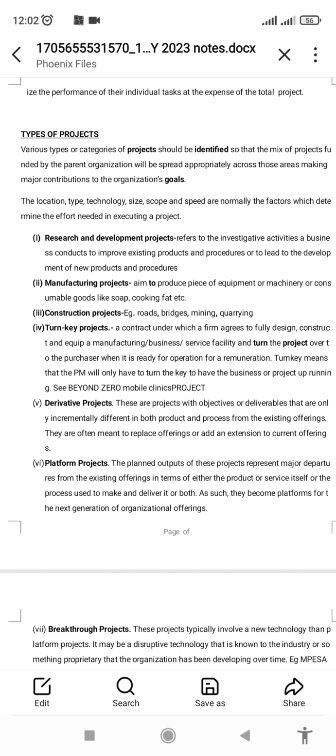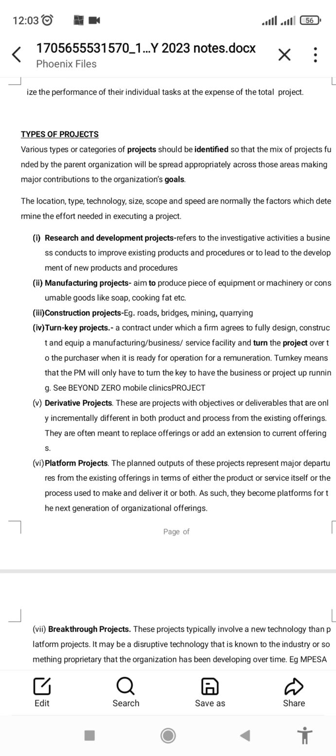Then next, derivative projects. So these are the projects with objectives or deliverables that are only different in both product and process from the existing offerings. Then next, platform projects. The planned outputs of these projects represent major departures from the existing offerings in terms of either the product or service itself. Then next, breakthrough projects. These are projects that typically involve newer technology than platform projects.